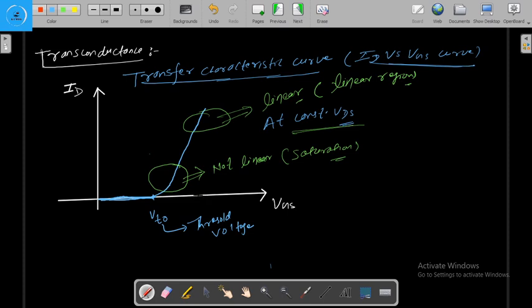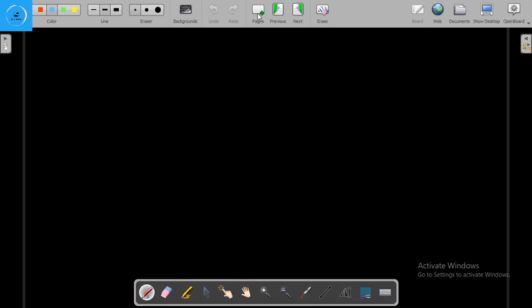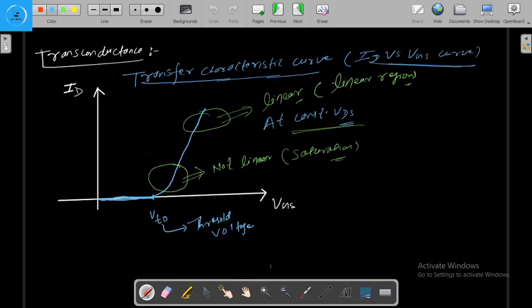So what can we get from this ID-VGS curve? From this transfer characteristics curve, we will get an important parameter, that parameter is known as the transconductance. So what is the transconductance? The transconductance is nothing but the change in the output current when we are changing only the input voltage.